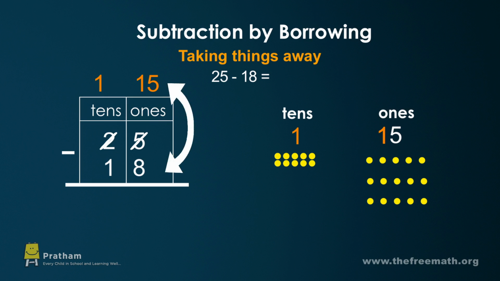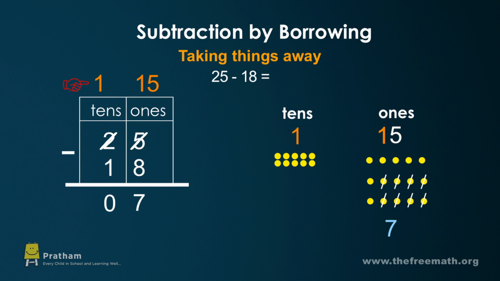Now 15 is bigger than 8, so it is easy to subtract 8 from 15. Let's subtract 8 from 15. When you do that, you get 7. 15 minus 8 equals 7. And in the tens column, 1 minus 1 equals 0. So your answer is 7. So 25 minus 18 equals 7.